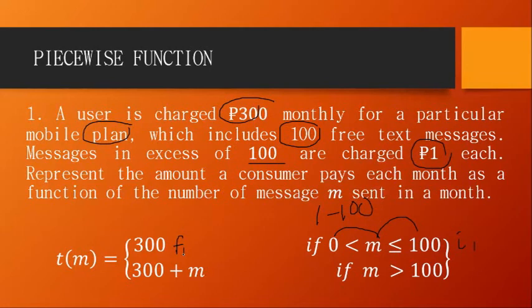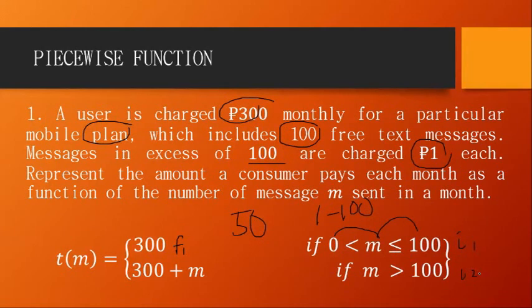Kahit ang magamit mo lang dyan ay 50, hindi ka magkakaroon ng discount. Kaya nga, yun yung kasama dito sa ating interval, kasi fixed na yung babayaran mo na 300 pesos. Kahit nga wala kang magamit sa text messages na yan, may babayaran ka pa ring 300 kasi nakasubscribe ka dyan sa certain plan. And for our second interval, kapag ang m natin is greater than 100, once na nag-exceed ka na dun sa ating limit, magkakaroon ka na ng additional charge. That is 1 peso each.